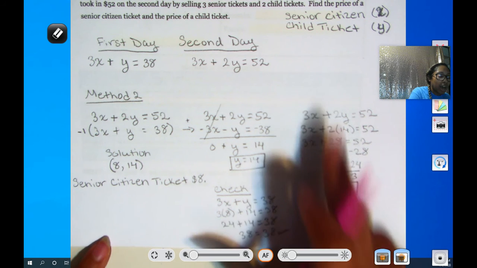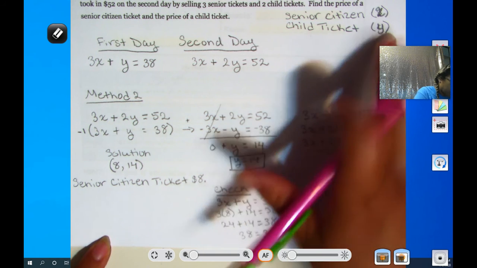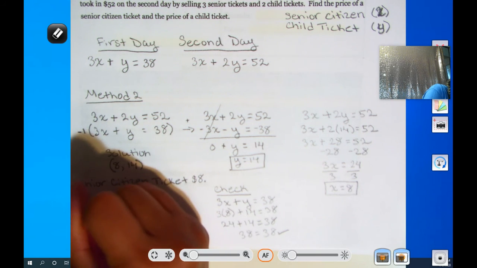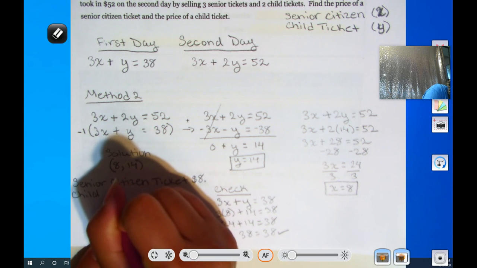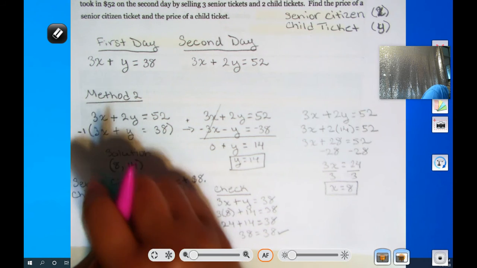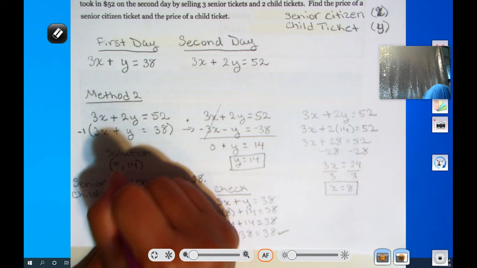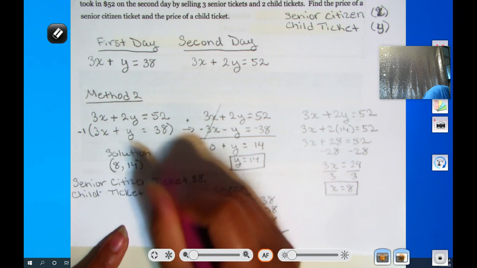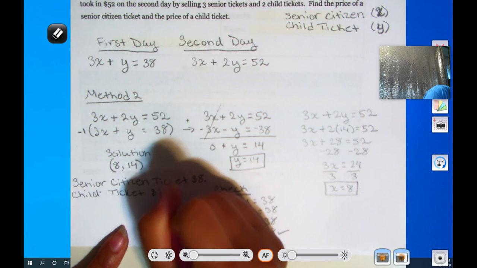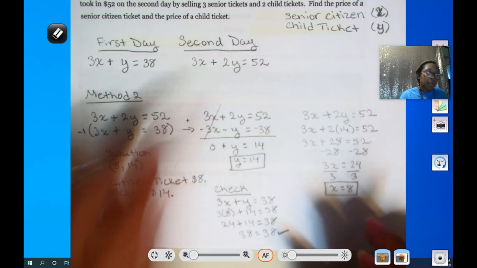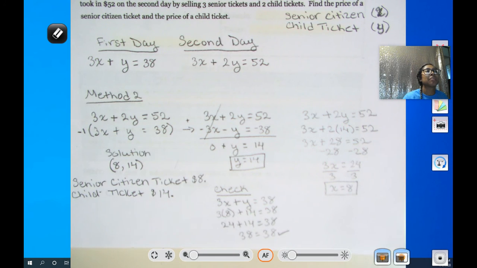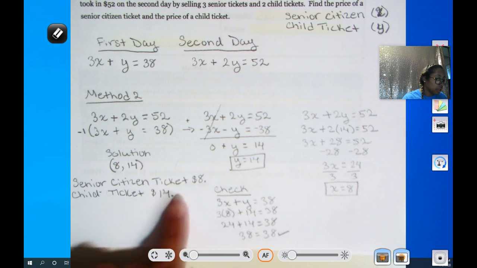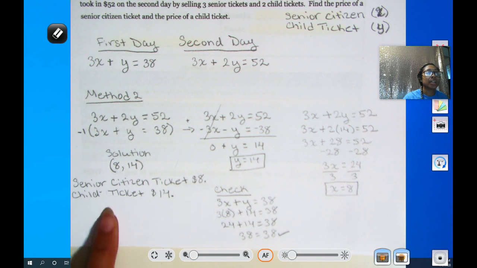And then for a child ticket, remember that represented our y, a child's ticket represents 14. So it costs $14. And if you can remember, that's what they asked us. They said, find the price of the senior citizen ticket and the price of the child's ticket. Well, the price of the senior citizen ticket is $8 and the price of the child ticket is $14. So we've answered the problem.